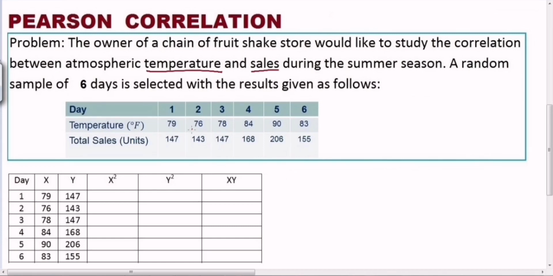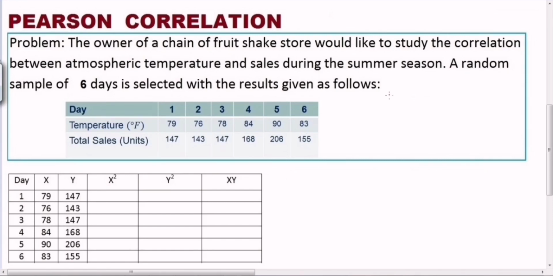Okay? So, a random sample of 6 days is selected with the results given as follows. So, ito yung day 1. Ito yung temperature sa day 1. And then, ito yung nabenta niya. Ito naman yung temperature sa day 2 at ito yung nabenta niya and so on hanggang day 6. So, nag-select yung owner ng 6 samples or 6 days as his sample. So, kinuha niya yung temperature at saka yung sales. Kasi nga, gusto niyo malaman kung may relasyon ba tong dalawang variable na to.